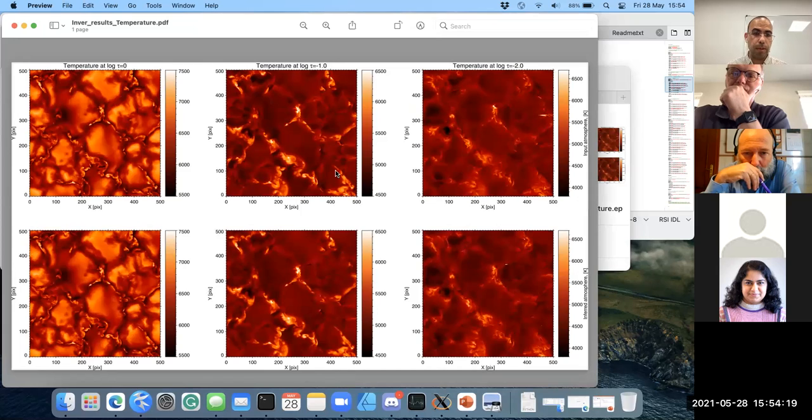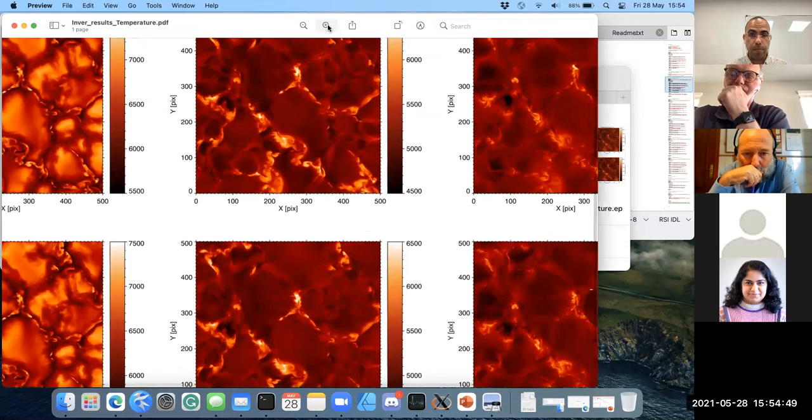So top row is the input atmosphere that, remember, we use for synthesis, then we added noise, and then we inverted, starting with atmospheres that are really simple, FAL or HSRA models with constant stratification in the rest of parameters except temperature, and the code iterated until reaching a solution like this one. So in general, again, the results are good.